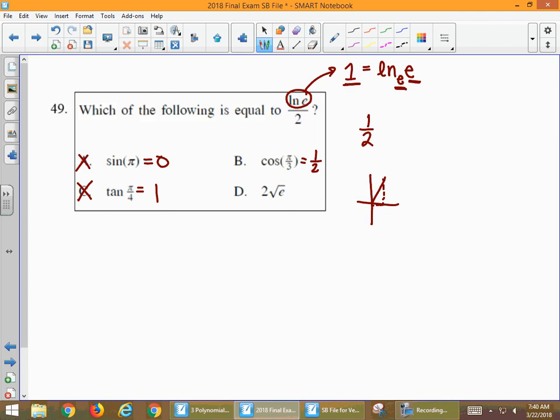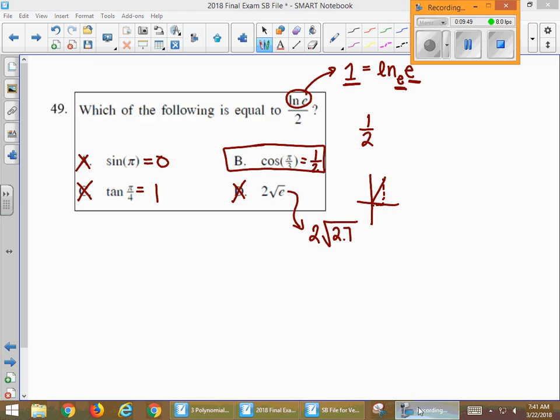Sine is radical 2 over 2. Square root of e, well, I wouldn't expect you to do square root of e without a calculator, but remember e is approximately 2.7. So that would be like 2 times the square root of 2.7. So I would say no there. But we know absolutely 100% that cosine of pi over 3 is 1/2. So you can choose B there. I like that one quite a bit.